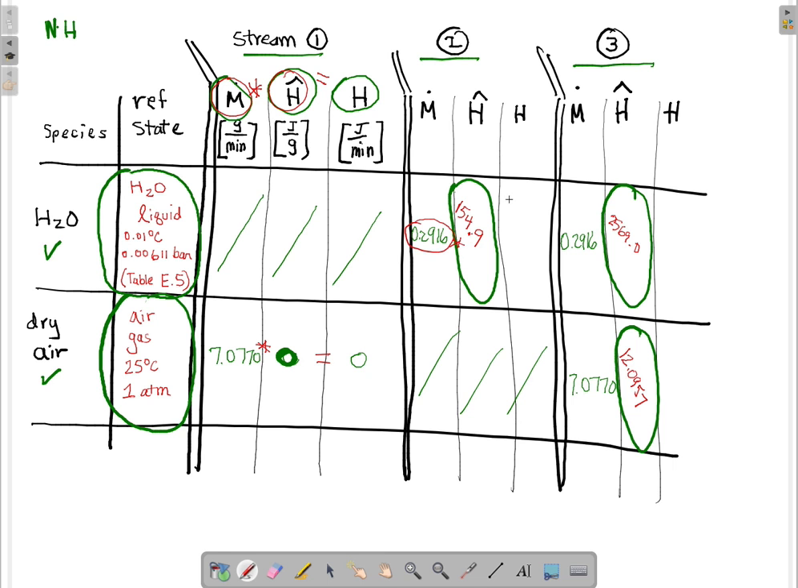is equal to 45.1688. And the units of this, if you think about it, are going to be joules per minute, using the same units throughout this table. 0.2916 times 2569.0 is equal to 749.1204 joules per minute. And 7.0770 times 12.0957 is equal to 85.6.